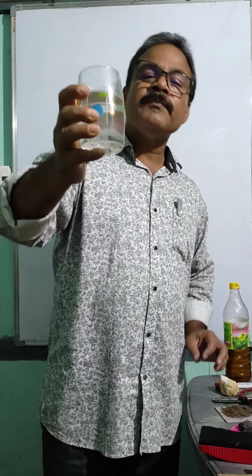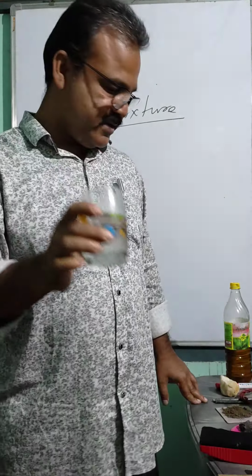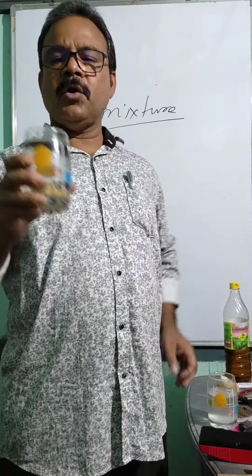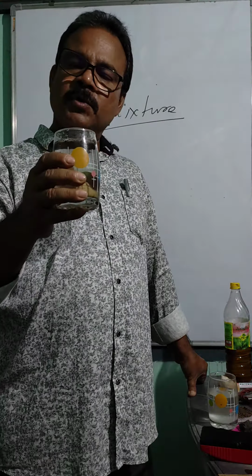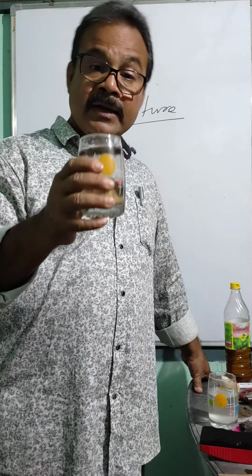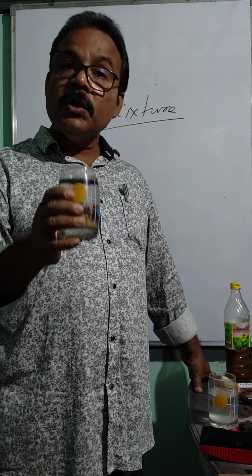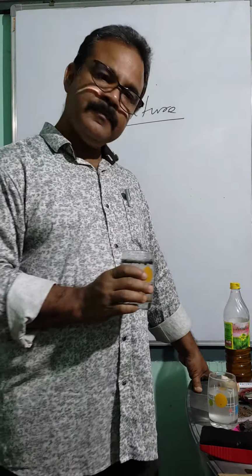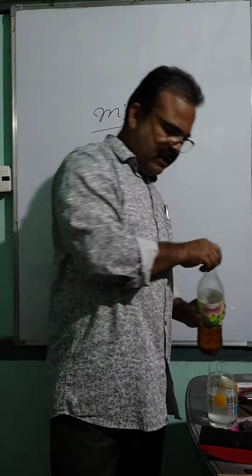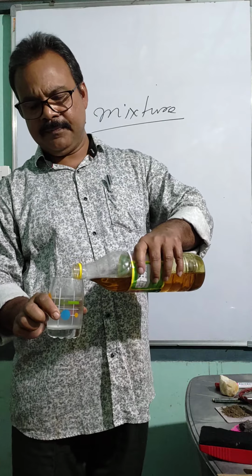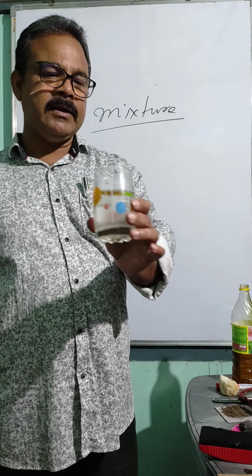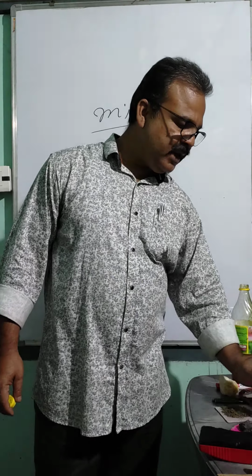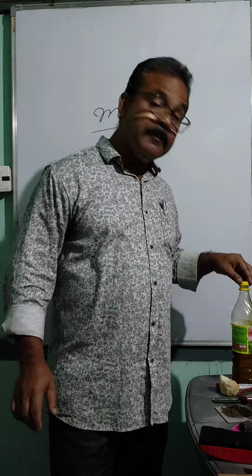This type of mixture is called a homogeneous mixture or uniform mixture. But here, this soil will not disappear, and moreover, this soil will settle at the bottom of the glass. It means this soil will not mix uniformly with water. Then also it is called a mixture, but it is a non-uniform or heterogeneous mixture. Similarly, if I put some oil here, the oil will float over water. Clear? The oil will not mix uniformly with water. Then also it is called a mixture.